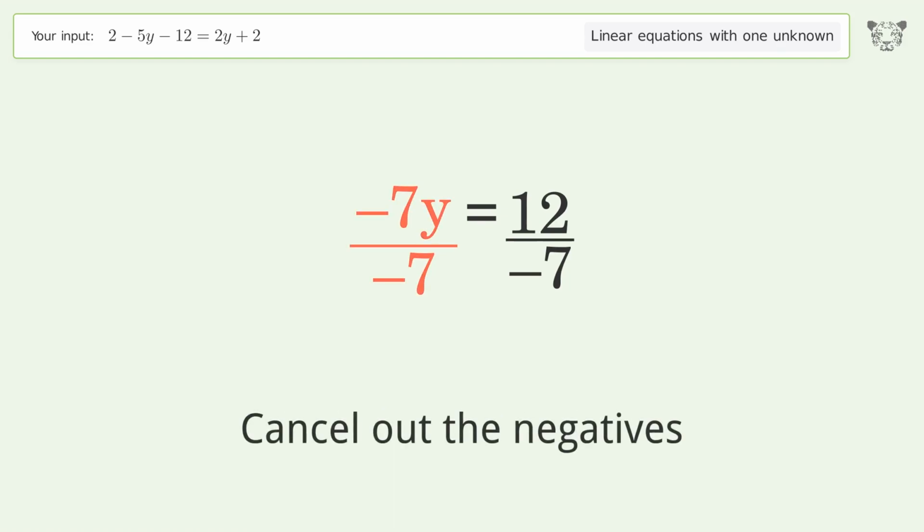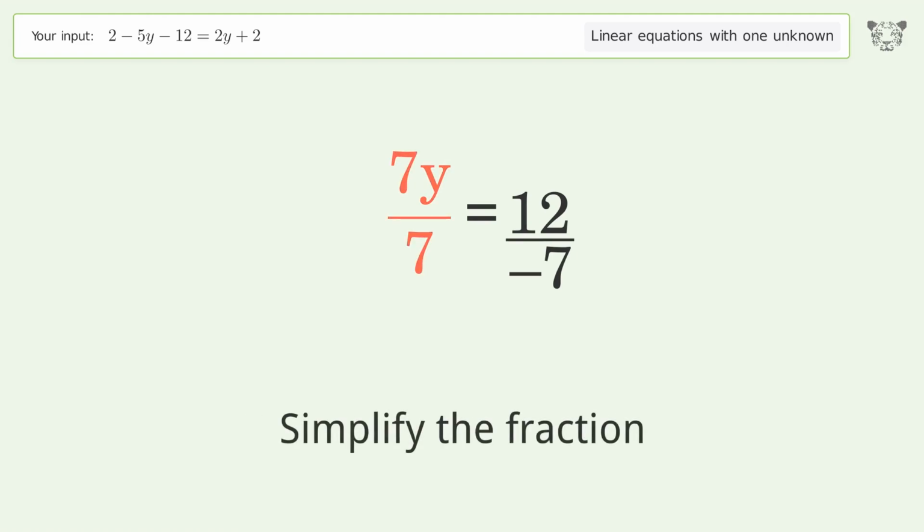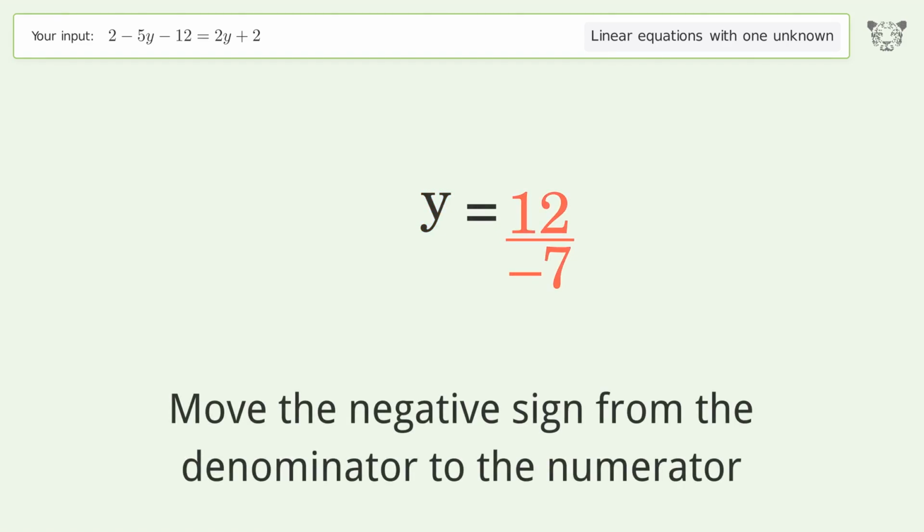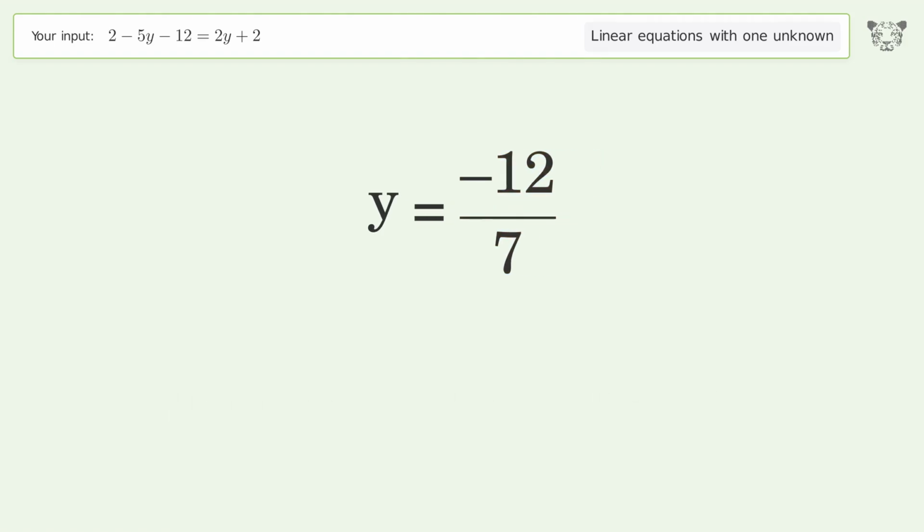Cancel out the negatives. Simplify the fraction. Move the negative sign from the denominator to the numerator. And so the final result is y equals -12/7.